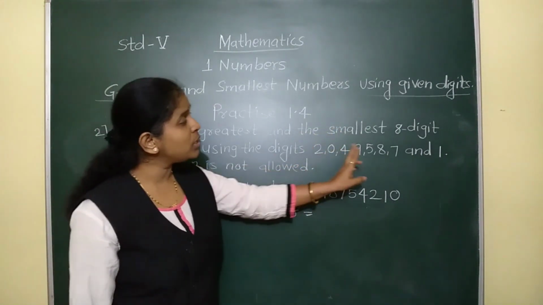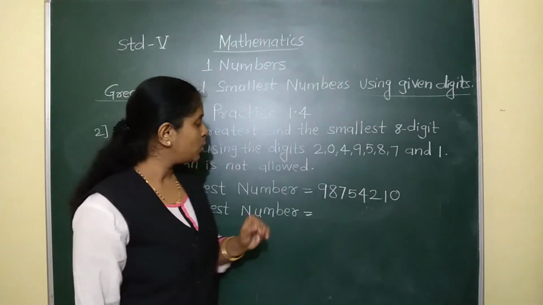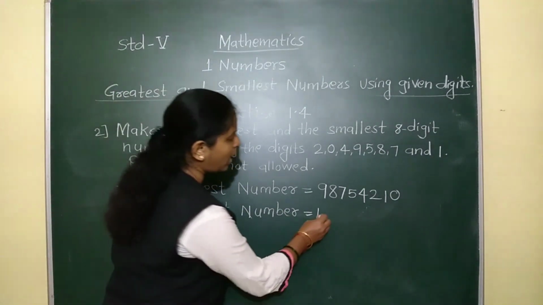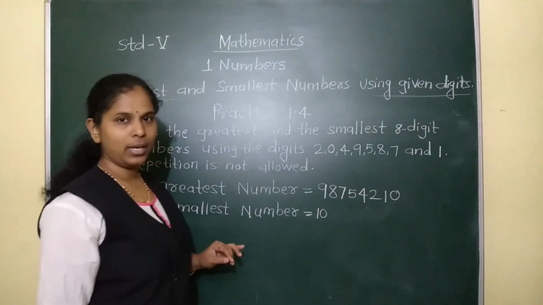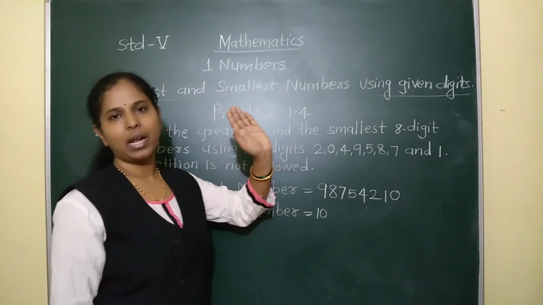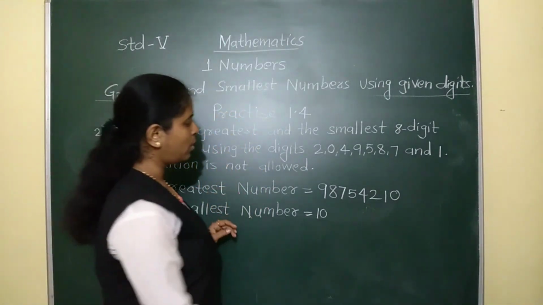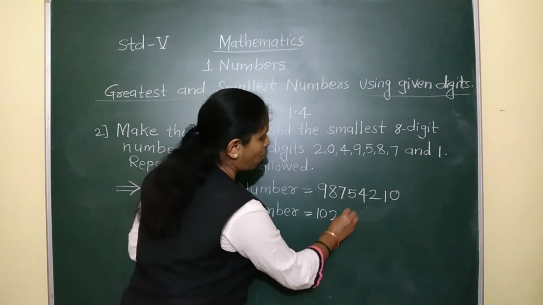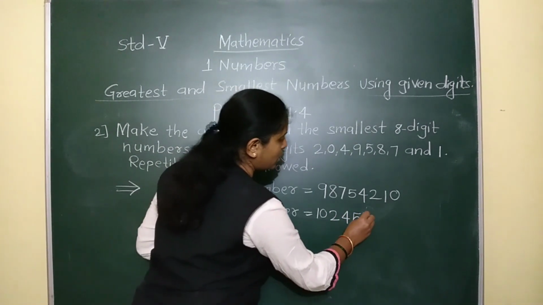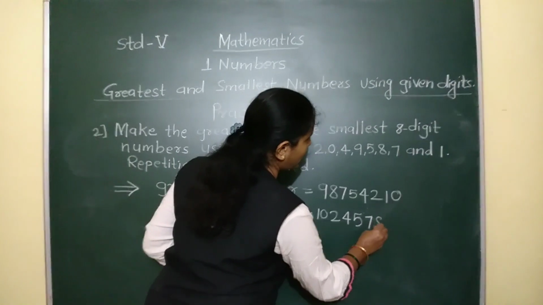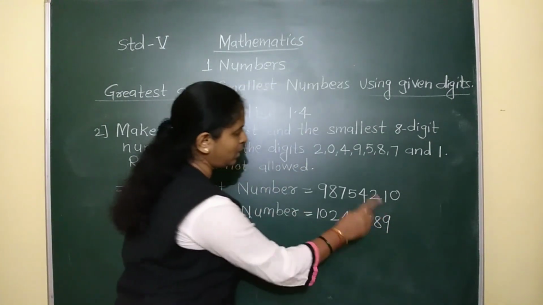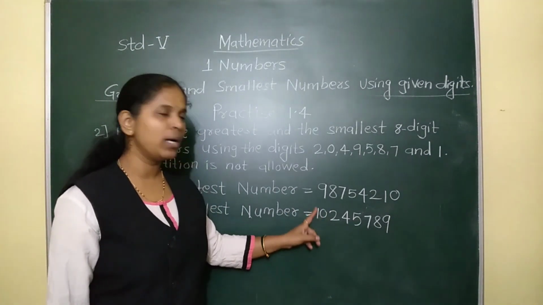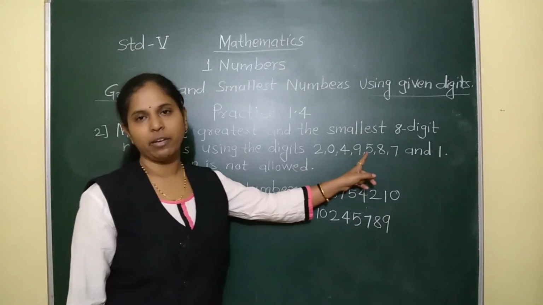Other than 0, which is the smallest digit? 1. So that we have to write first. After that, write 0. Okay, and then you can write the digits in ascending order. So after that, which digit will come? 2, then 4, then 5, then 7, and then 8, then 9. See? So this is the smallest 8-digit number we made by using the given digits.